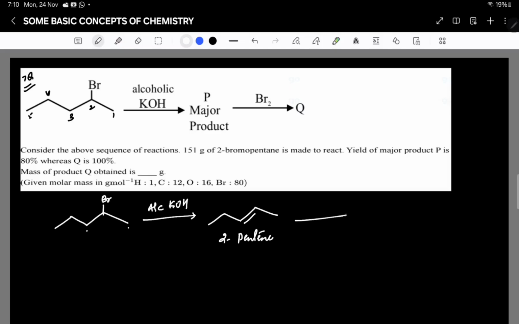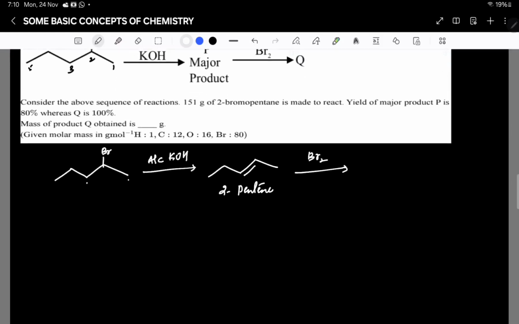Then this major product on reaction with bromine, student. So usually it is a cyclic reaction, student. You will get the trans product, right? Anti-addition product you will get. So this is bromination. So you will get 2,3-dibromopentane. So it is the major product, student, right? It is the final product, right?